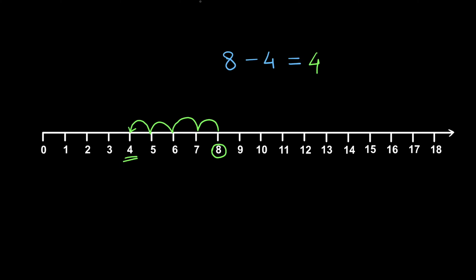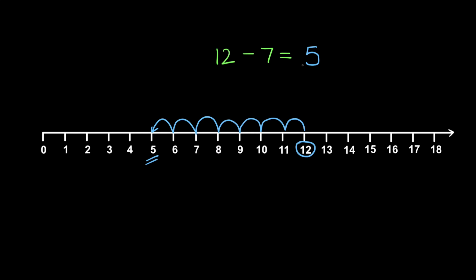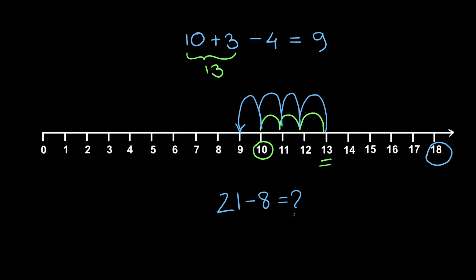So we tried subtraction as well. 8 minus 4, we took 4 jumps back. 12 minus 7, we took 7 jumps back from 12, which gave us 5. And then we solved a more complex problem where we added a number and then subtracted another number. 10 plus 3: we jumped 3 steps ahead from 10, giving us 13. And then we jumped back 4, which gave us 9.